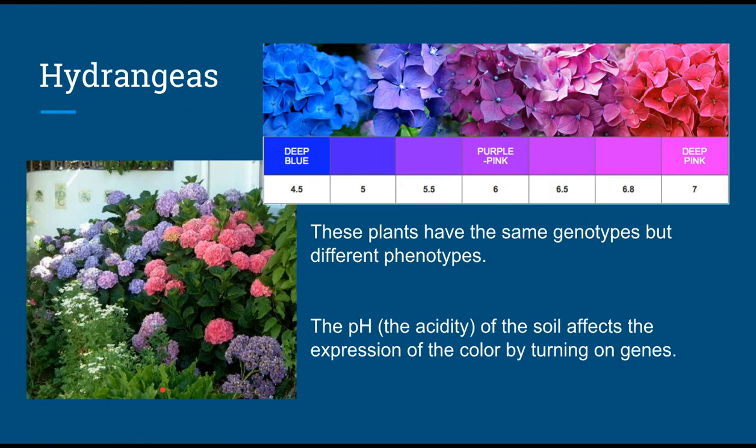pH can affect the expression of pigment genes in flowers, like these beautiful hydrangeas. pH is how acidic things are. If it's a low pH, 4.5, that's very acidic. You're going to get a different color than you would get if you brought the pH up to 7, which is a neutral pH. That would be pink.